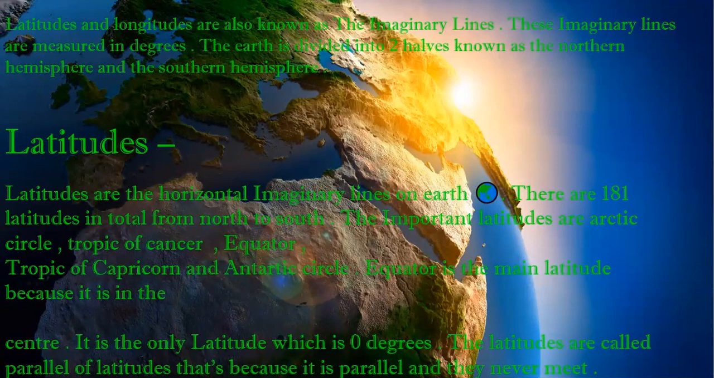Equator is the main latitude because it is in the center. It is the only latitude which is in 0 degrees. The latitudes are called parallel, or parallels of latitude, because they are parallel and they never meet.